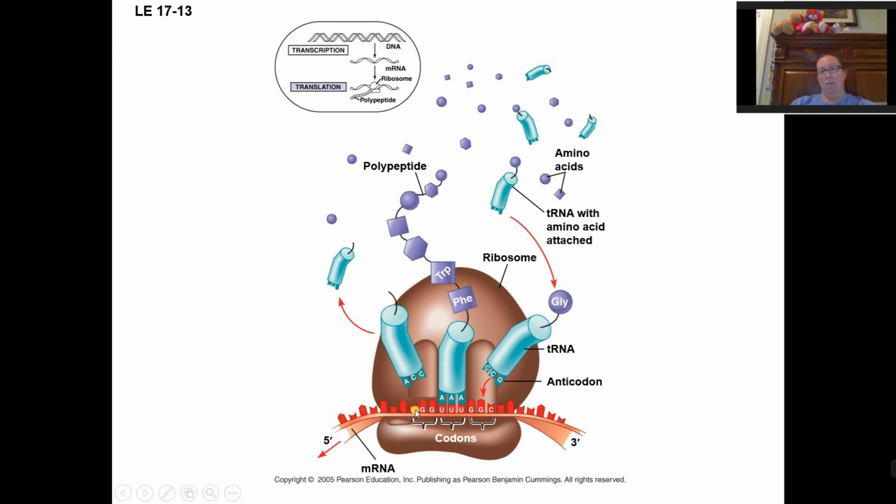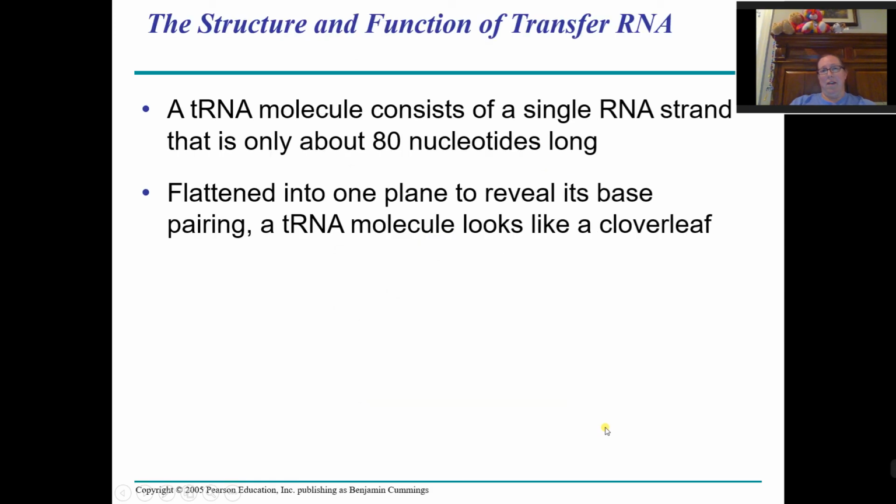Okay, so it's UGG is one codon, UUU is another codon, and GGC is another codon. All right, and it's in that order. Okay. All right.